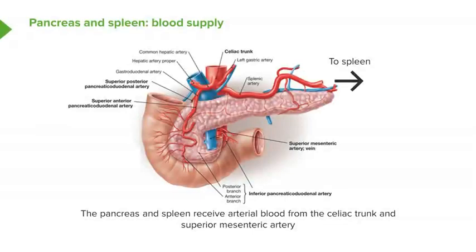So if we look at the blood supply to the pancreas and the spleen, again we need to look at the celiac trunk. We can see the celiac trunk is giving rise to a whole series of blood vessels. It gives rise to a big branch that runs along the posterior aspect of the pancreas towards the spleen, and that's the splenic artery. Coming off the splenic artery, we have some small branches that supply the body and tail and neck of the pancreas.